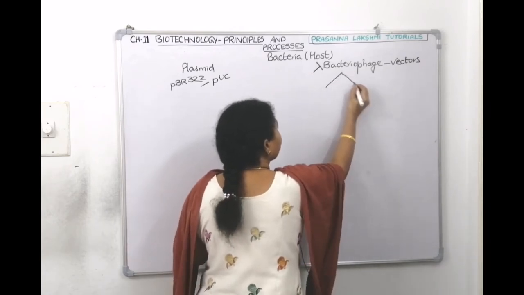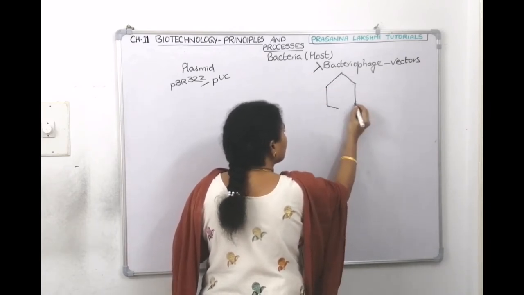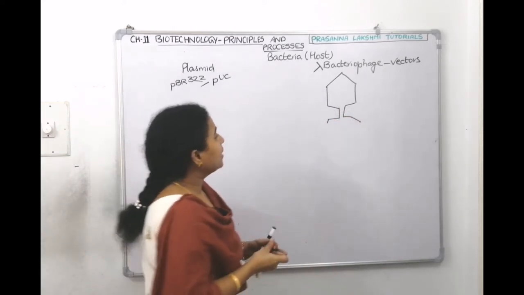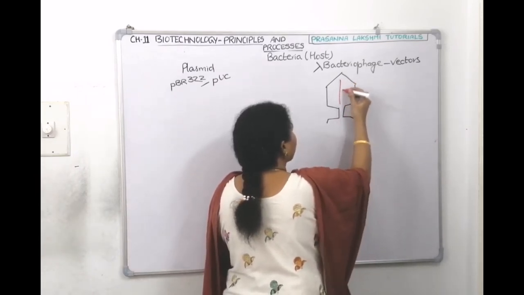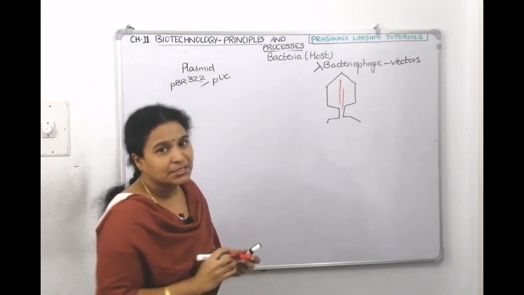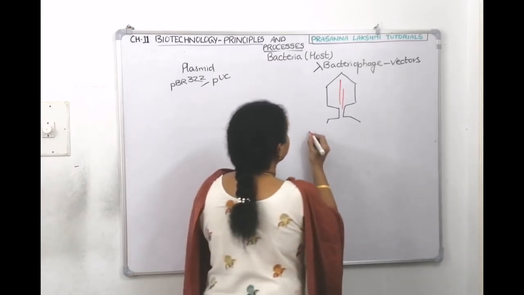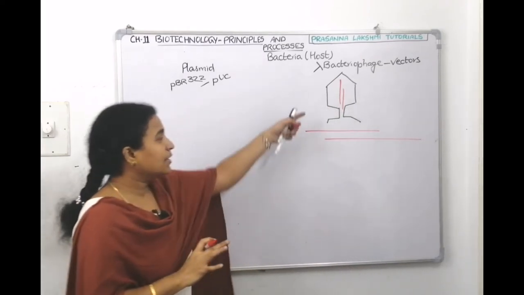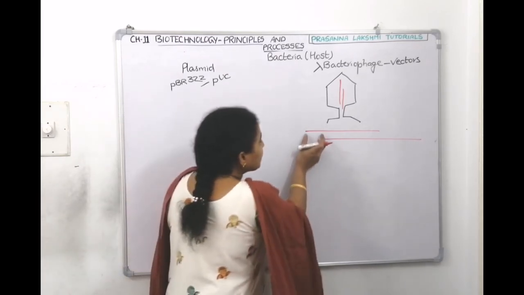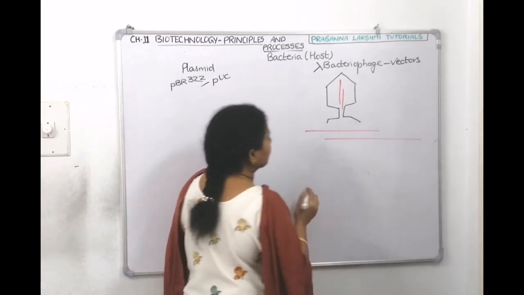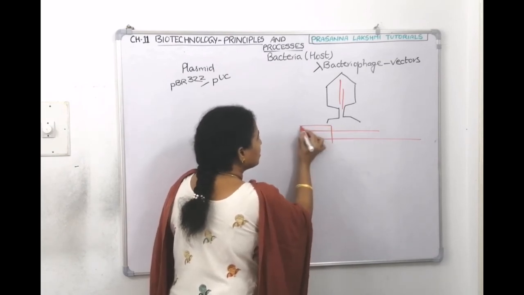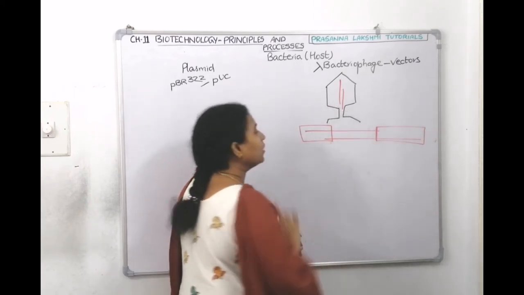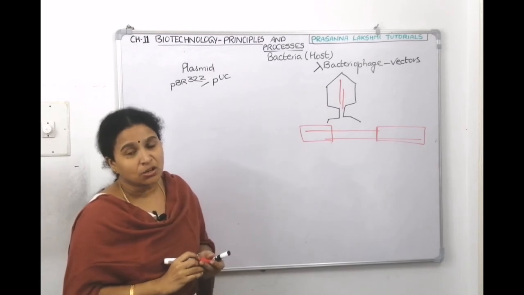Now, if we see the lambda bacteriophage, it has linear double-stranded DNA. If you take the DNA out, it is like this. This is the linear double-stranded DNA of lambda bacteriophage. In that, this end is single-stranded, this end is single-stranded. Now, this region and this region are complementary to each other.